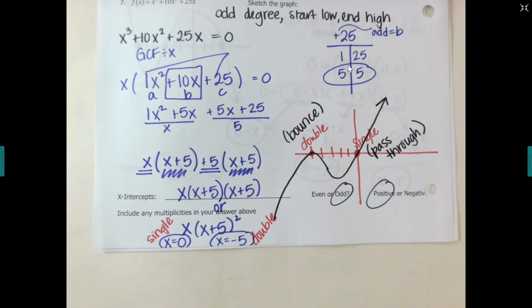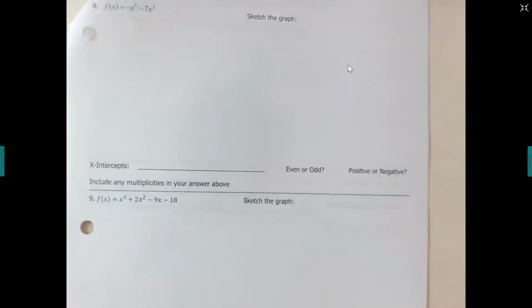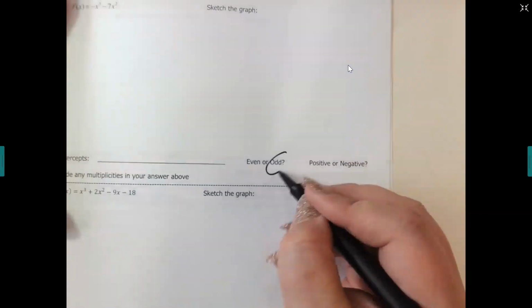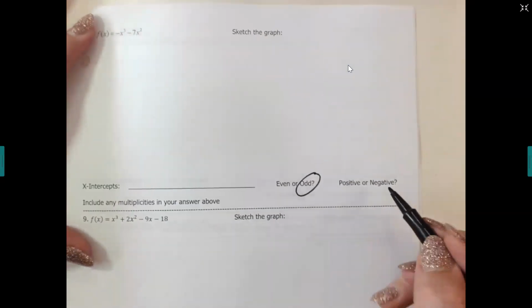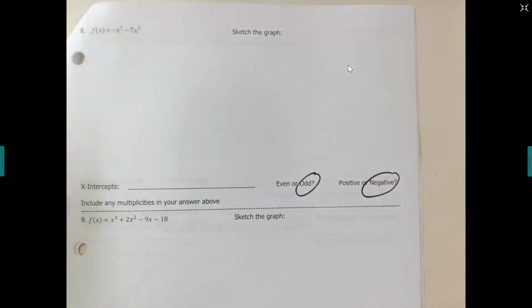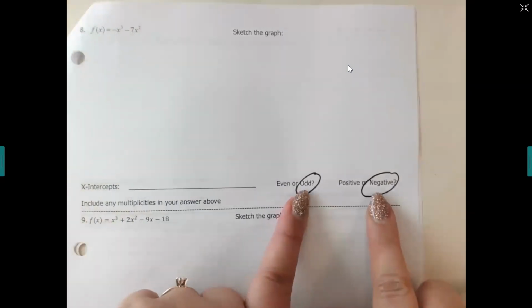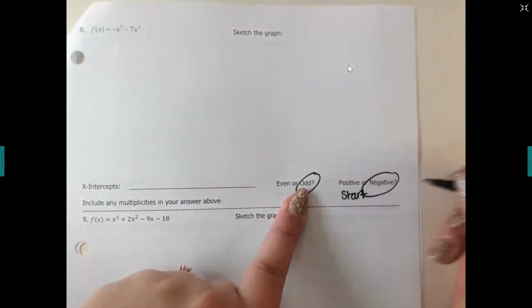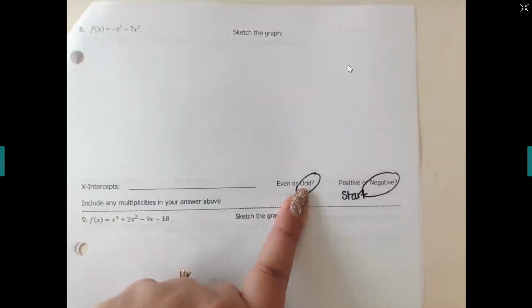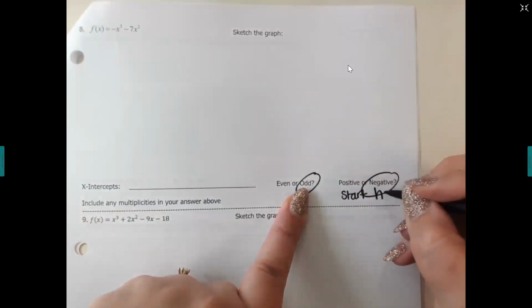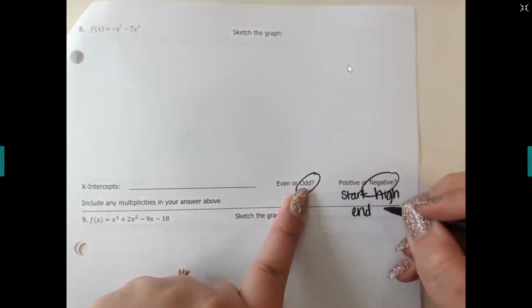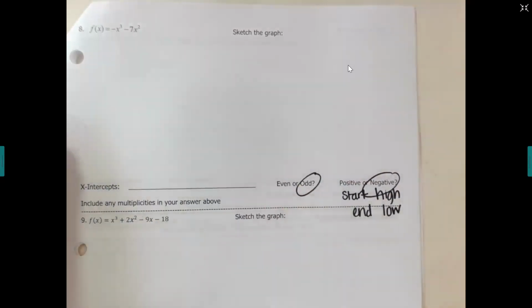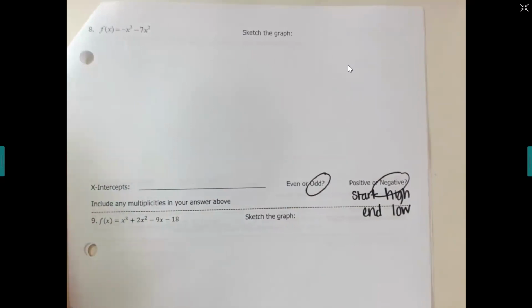Okay, take a look at number 8. First question, odd or even? Odd. Okay, it is odd because it's an x to the 3, and odd how? Odd and negative. Now, I'm going to put underneath that, what does that mean? If it's an odd negative, where does it start? Look back at your first page if you don't remember. Where does the negative odd start? High, and it should end where? Low. So I'm going to do start high, ends low.